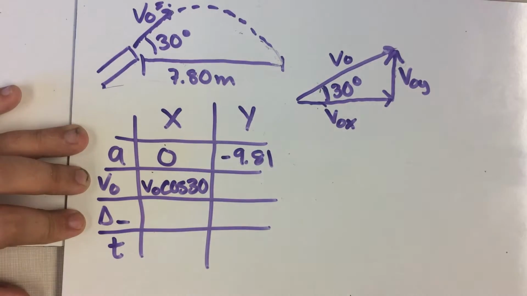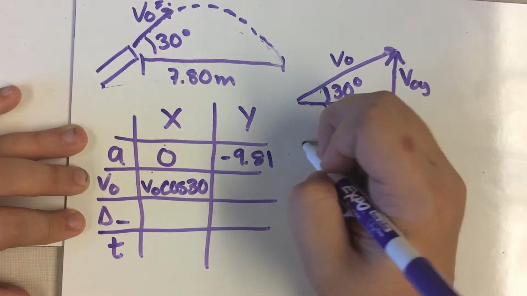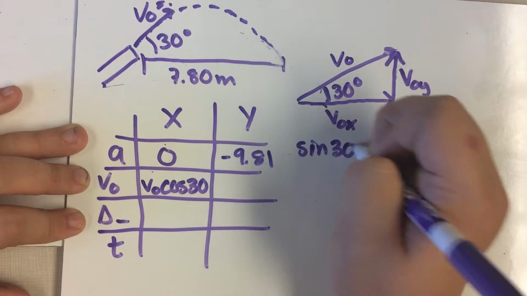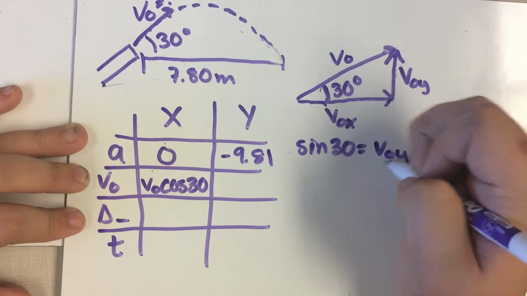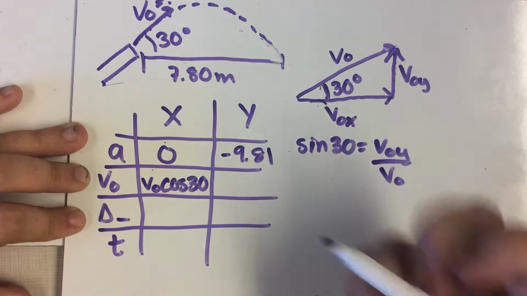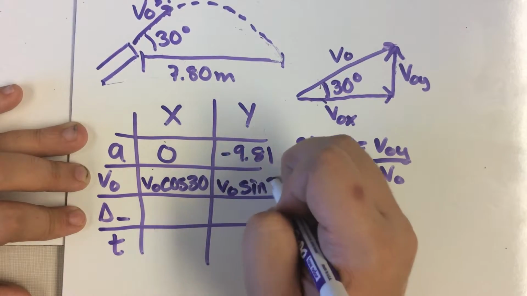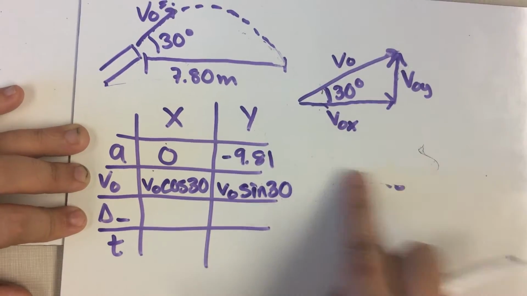Let's do the same thing for vy. Vy is the opposite, and I have the hypotenuse, so that's going to lead to the sine of 30 equals v0y over v naught. Solving this for v0y, that leaves me with a y component of v naught sine 30.